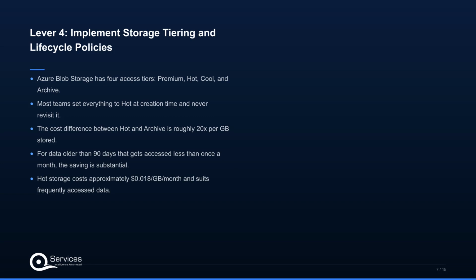The cost difference between Hot and Archive is roughly 20x per GB stored. For data older than 90 days that gets accessed less than once a month, the saving is substantial. Hot storage costs approximately $0.018/GB/month and suits frequently accessed data. Cool drops to around $0.01/GB/month for data that's needed occasionally but still requires relatively fast retrieval.